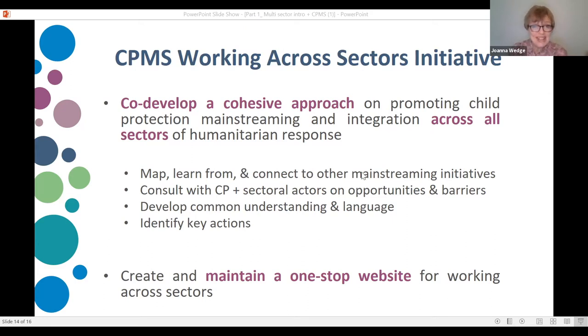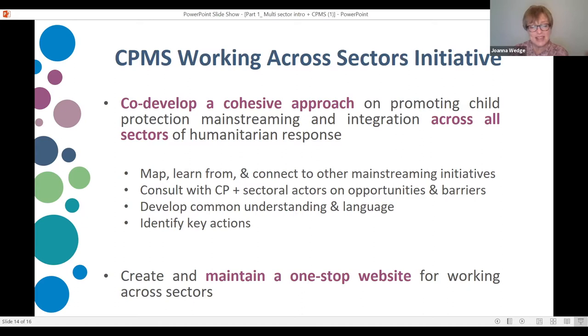We have started, and there'll be a whole session tomorrow on unpacking, our one-stop website for working across sectors. We're hoping to add more and more resources there and to make it more and more interactive. And I'll give you that website address at the end of the presentation. But we have other activities that we'll be undertaking under the initiative.